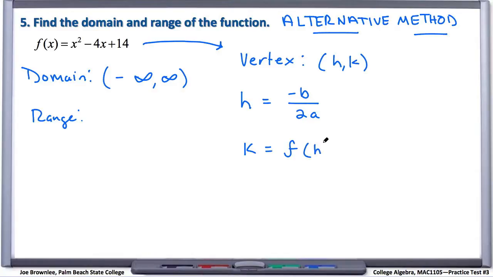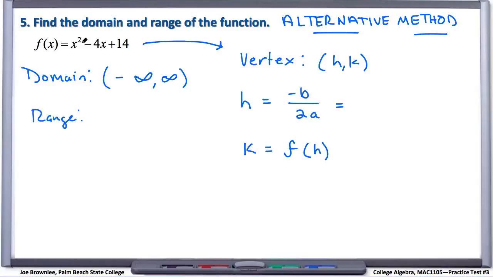as f of h. All right, so what that means is once we find h, once we find the x coordinate from the vertex, we're going to take that x value, plug it into the original function to get the y, to get the k. All right, so let's find h. What is h? Well, h is negative b over 2a.